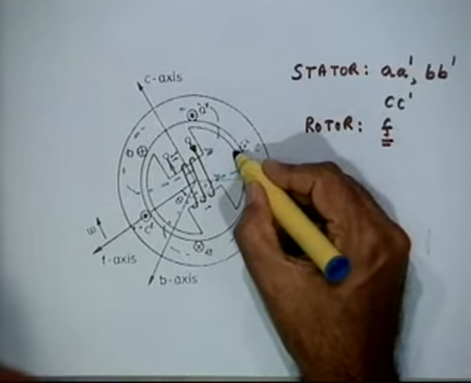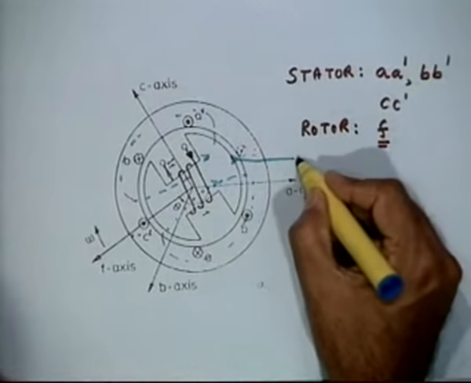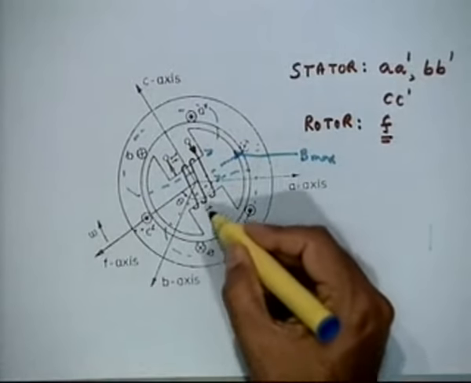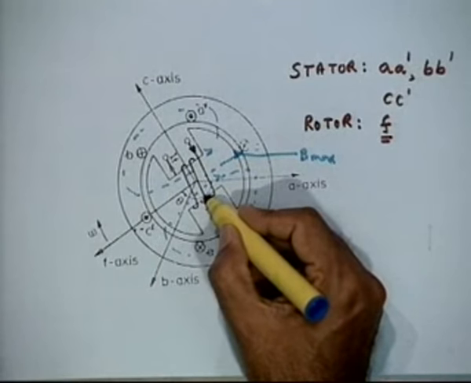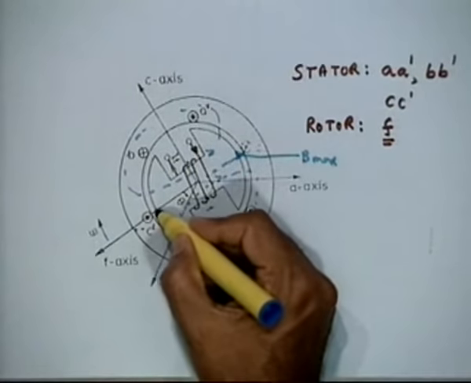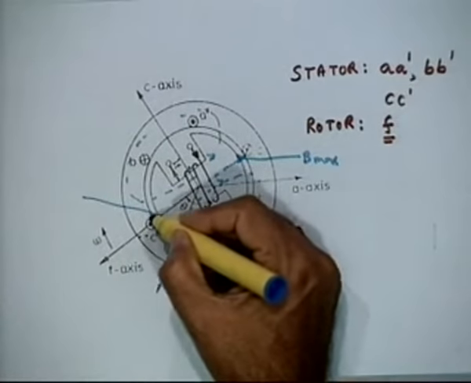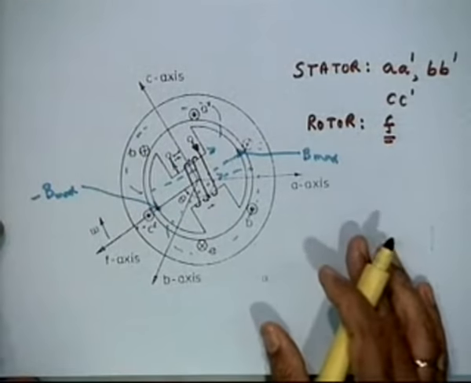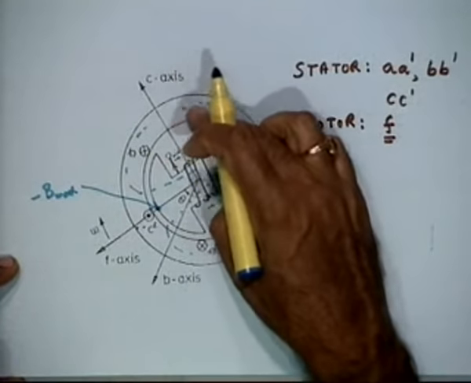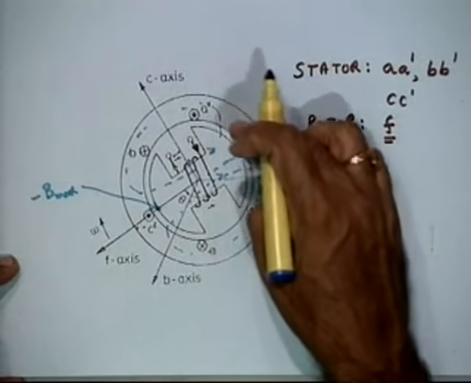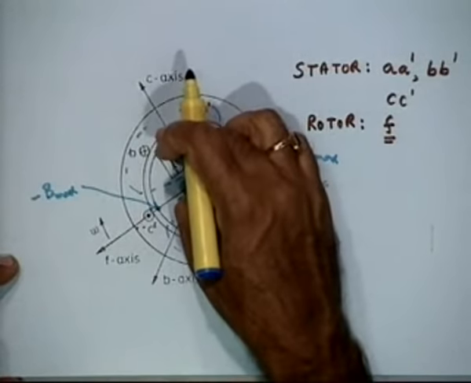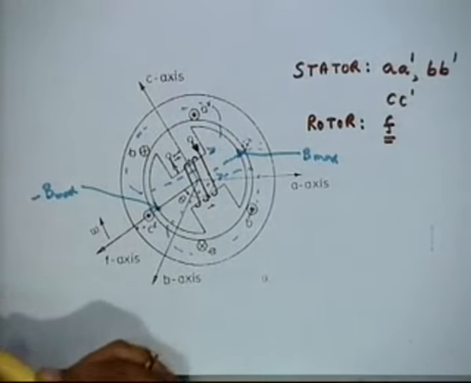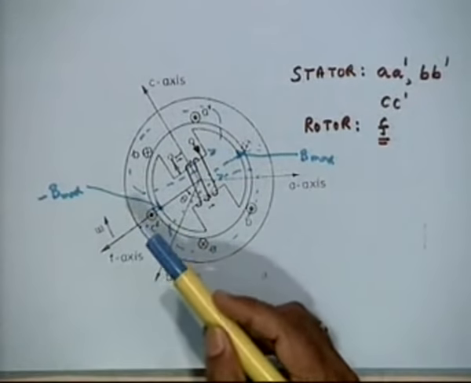now B will be maximum here, that is at its own axis, and B would be 0 here, that is at the interpolar axis, and 0 here, and B would be minus maximum here. So here minus B max. So if you freeze the picture, at this point in time the B variation would be sinusoidally distributed: from 0, maximum, 0, minus maximum, 0 as you traverse through the air gap. So this is the physical picture of the air gap flux density distribution. That is what we have mentioned.